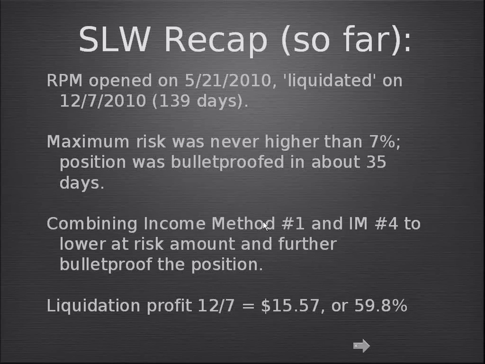Now, the liquidation profit on 12/7, when we originally still had 26.03 left in the position, remember from that last income method number 4, our total in was 26.03. And when we closed the position, we took back about $41.60. So the total profit per share on the position was $15.57, or 59.8% over that 139 days.